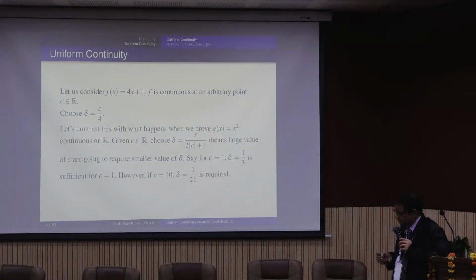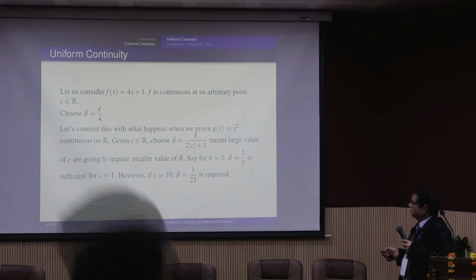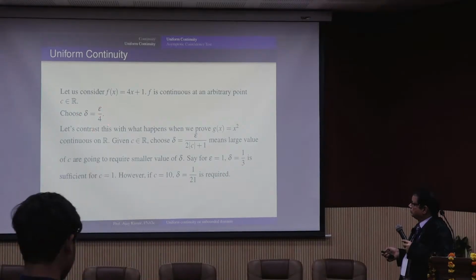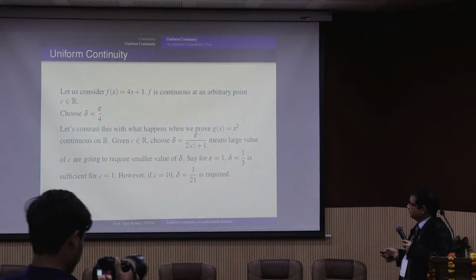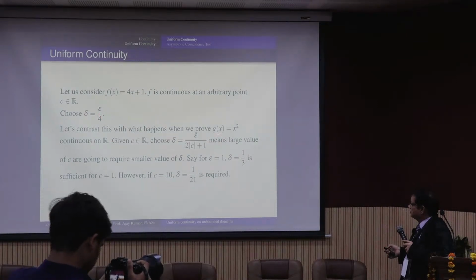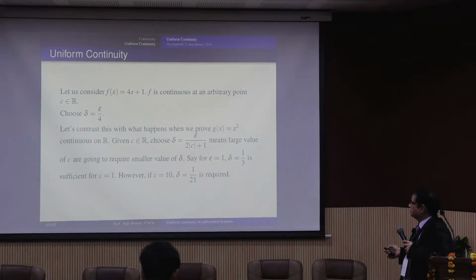Now I come to uniform continuity. Look at 4x plus 1; we remember I can take delta to be epsilon by 4. This is fine, it does not depend on any point. Now instead of 3x squared plus 1, I am just using x squared, and delta will be epsilon upon (2c plus 1). A larger value of c gives a smaller value of delta, so as c becomes larger and larger, delta becomes smaller and smaller.